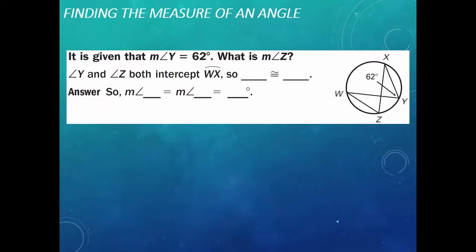Example 2, finding the measure of an angle. It is given that the measure of angle Y is 62. We need to find the measure of angle Z, which is this one over here. Angle Y is an inscribed angle, and its intercepted arc is WX. Angle Z is also an inscribed angle, and it too has the intercepted arc of WX. So we know that angle Y is congruent to angle Z. And since the measure of angle Y is 62, that means the measure of angle Z is equal to the measure of angle Y, which is 62 degrees. By the way, this is theorem 10.9.